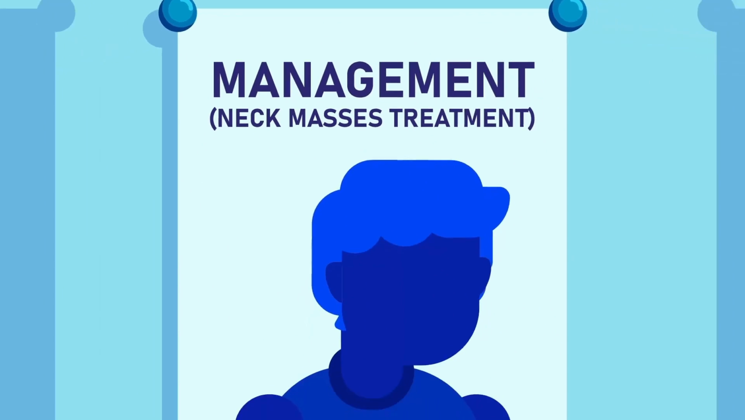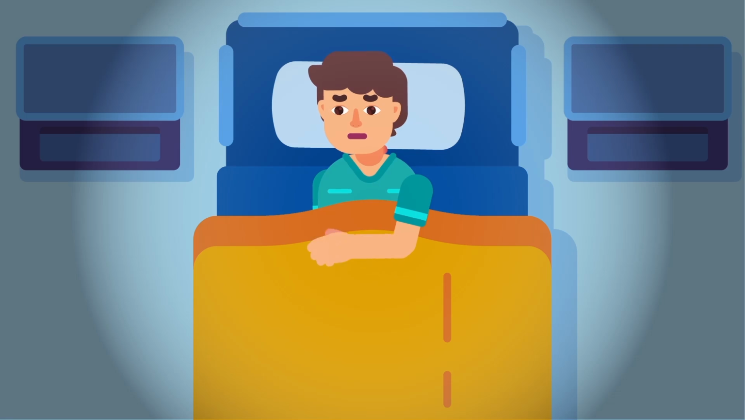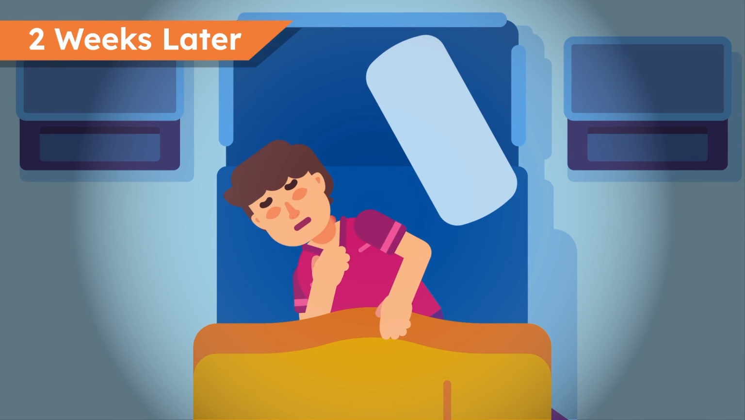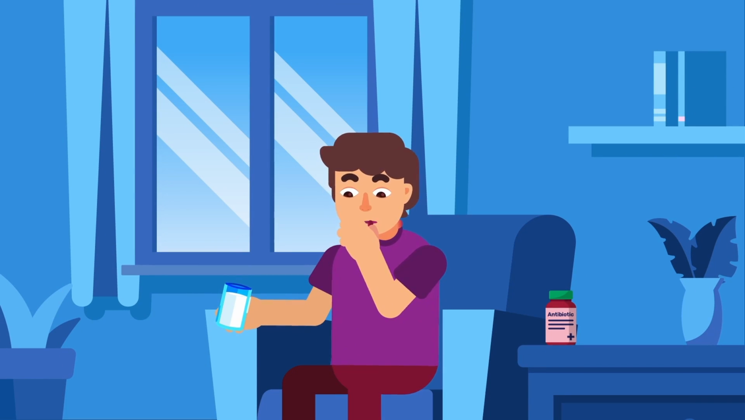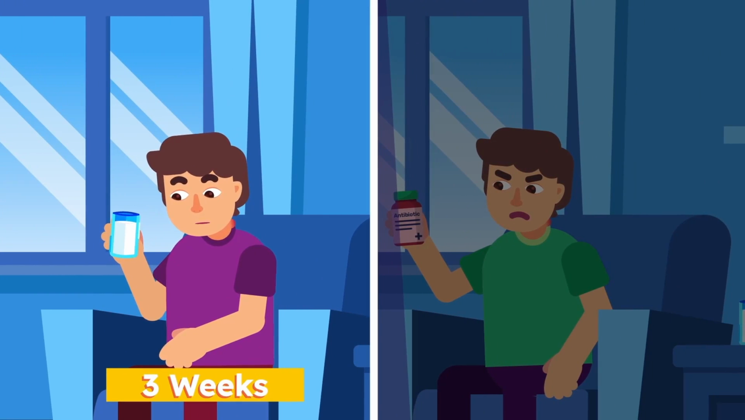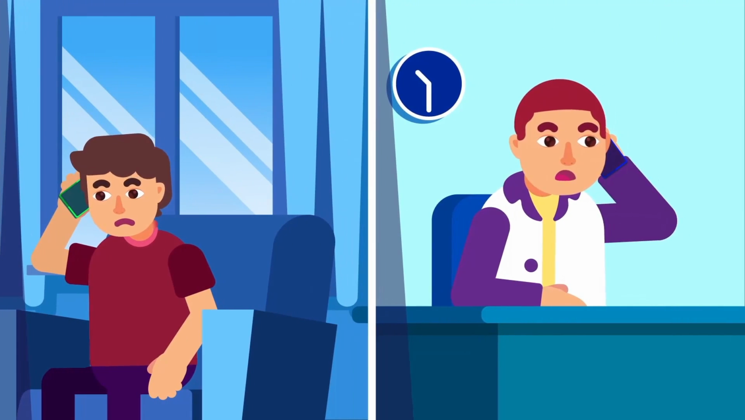Management. The specific management of the neck mass would depend on the underlying disease. If a neck mass appears to be lymphadenitis and is present for less than 3 weeks, it is recommended to start the patient on a course of antibiotics. If there is no response to antibiotics, or the neck mass persists for more than 3 weeks, then a detailed workup should be done.